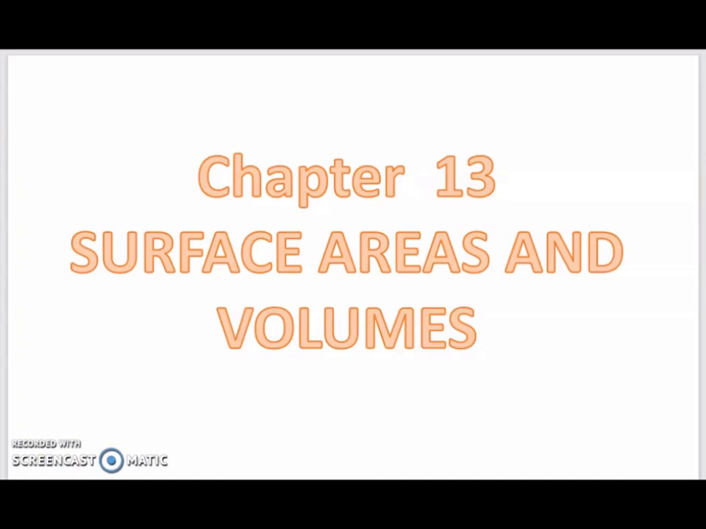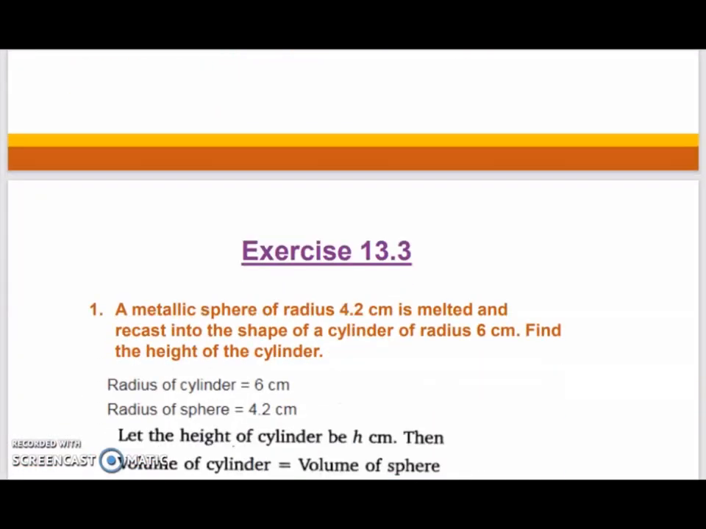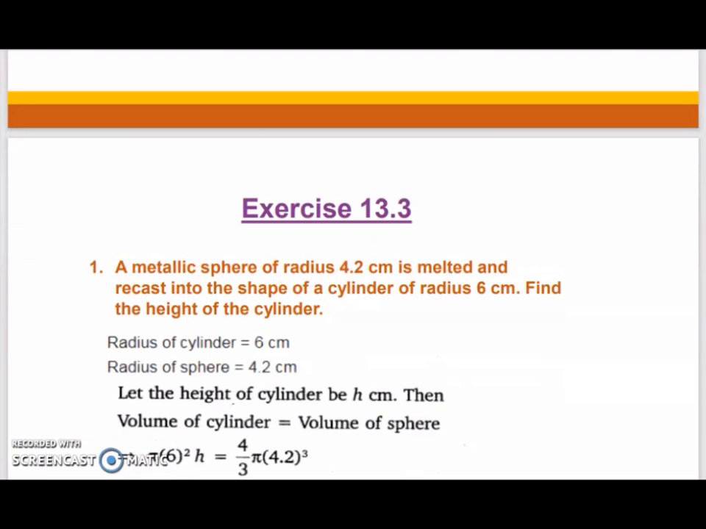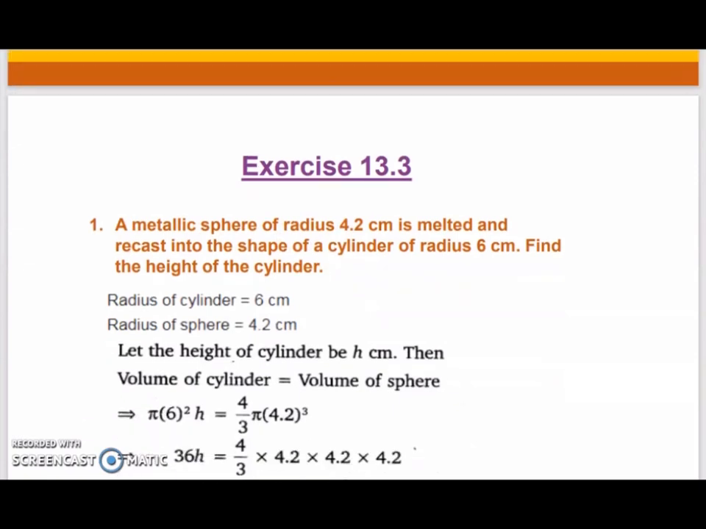So in continuation of chapter 13, we will start with now exercise 13.3. This entire exercise is based on conversion of one form of solid into another form. So here you will be equating the volume of two solids.